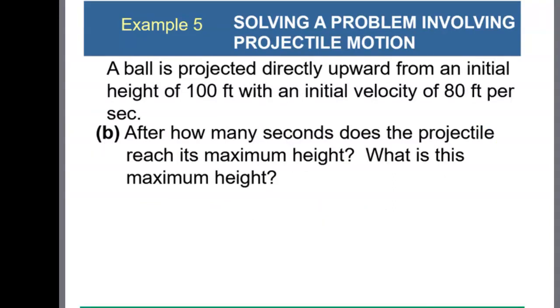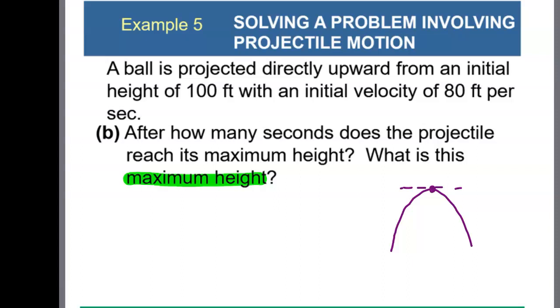So let's say we want to know after how many seconds does the projectile reach its maximum height, and what is the max height? The maximum height is the vertex because this is a quadratic, and so you have a projectile that goes up and comes back down. So this max height right here is the vertex. If you're asked to find the maximum height, you simply need to find h and then k. h will give you your time, and then the k will give you the corresponding height.